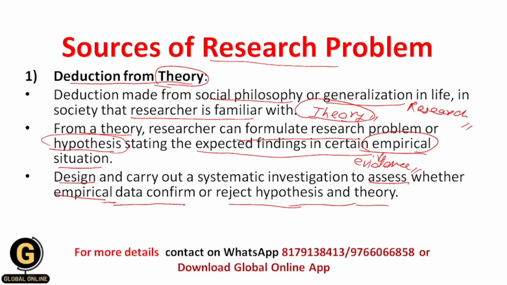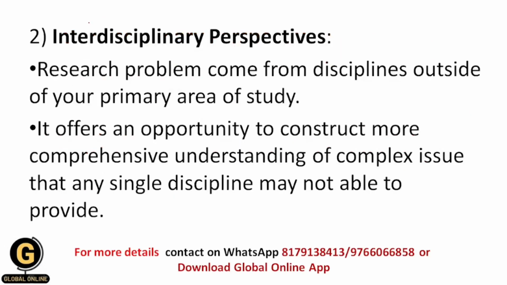So this is one of the sources of research problem, that is, deduction from theory. Now students, the second source is interdisciplinary perspectives. Interdisciplinary means many disciplines, many branches, and the perspectives from many branches. The research problem comes from disciplines outside of your primary area of study.